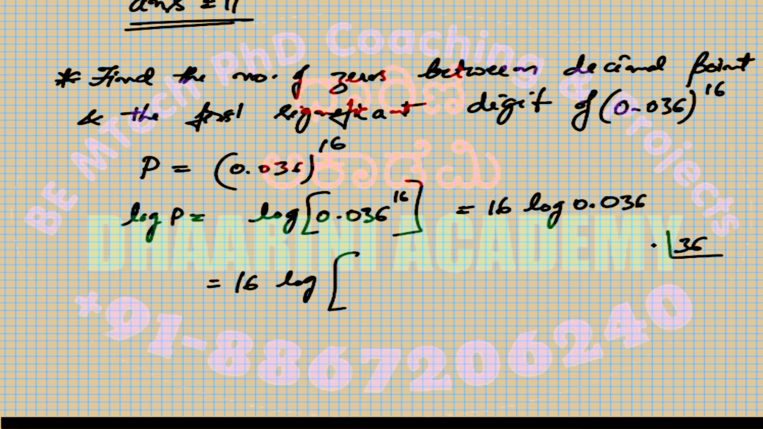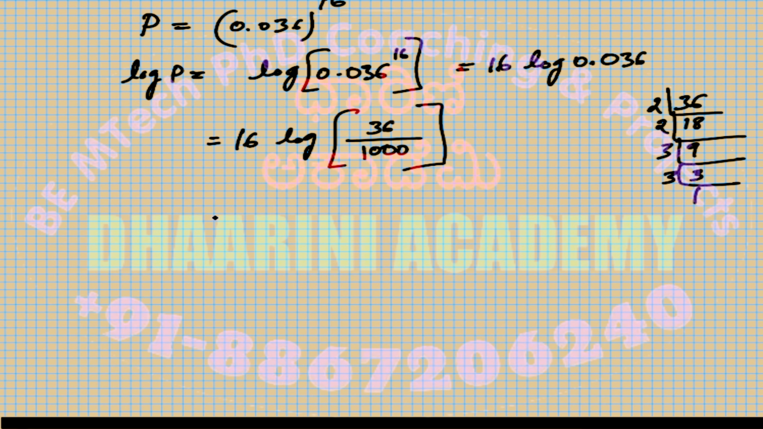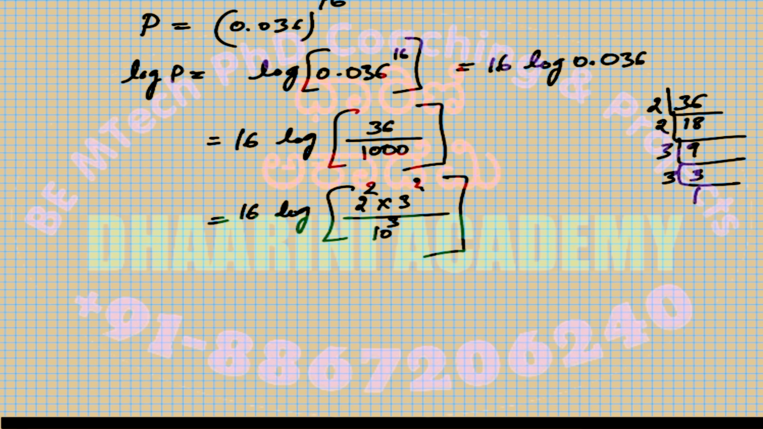So this is equal to 16 times log of, let's calculate the 36 first. So divide 36: 2 into 18, 2 into 9, 3 into 3, 3 into 1. So this is 2 square into 3 square. So that is 36, right? First, let me write this as 36 divided by 1000, because 0.036 is 36 by 1000. So 36 by 1000 is my number. The next step is that I'll write 36 in the required format. So this is 16 log, where 36 is 2 square into 3 square, and 1000 is 10 cube.